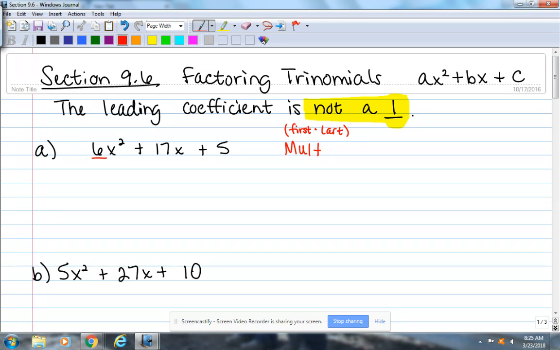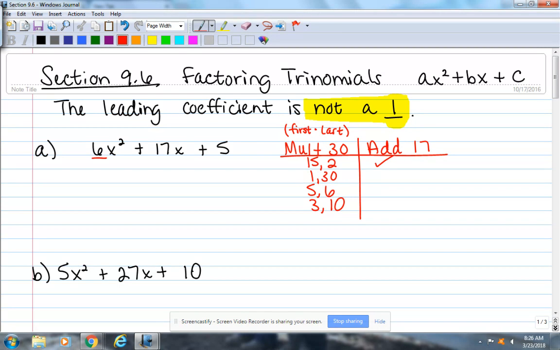So what is 6 times 5? 30. So we're going to multiply to get 30 in our table and add to get 17. And everything's positive here. We're going to start out all positives. So give me some factors that multiply to get 30. 15 and 2. 1 and 30. 5 and 6. 3 times 10. And I think that's all the factors we have of 30. Do any of those pairs add to get 17? Yeah, the first one does, because y'all are so smart like that.